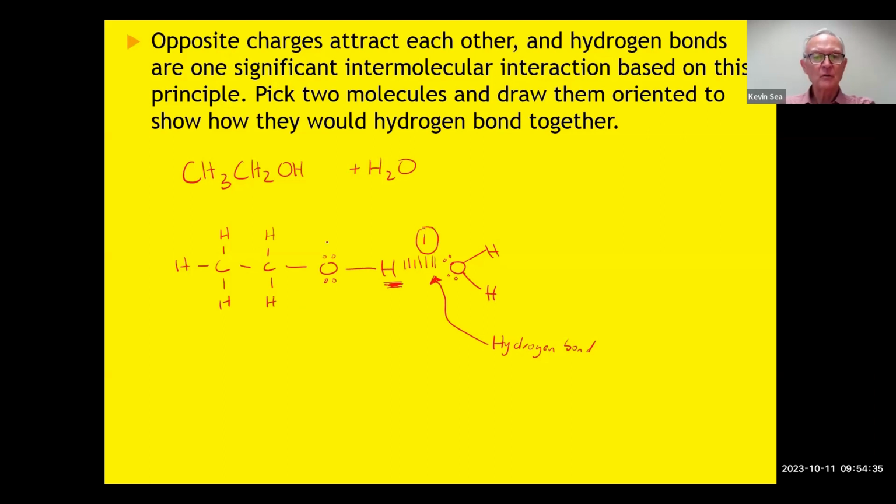We've got two more that we can use. One would be putting a water up here attracted to the lone pair on the oxygen in ethanol. But in this case, the water is going to be oriented so that the hydrogen in the water is facing the lone pair on the oxygen, and that's our second. Our third hydrogen bond would be on the other lone pair on the oxygen in ethanol, that I'm drawing right now. All right, so that's how you draw hydrogen bonds.